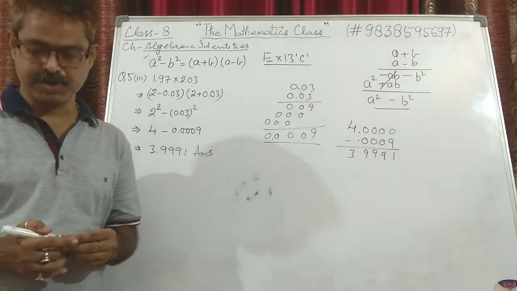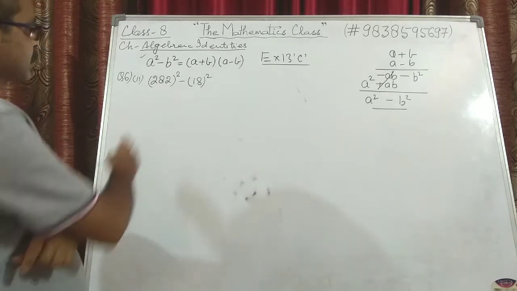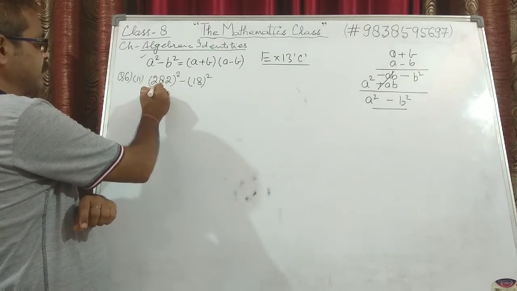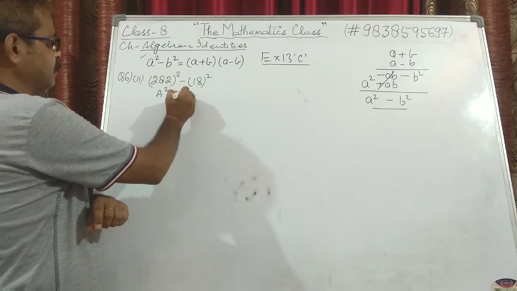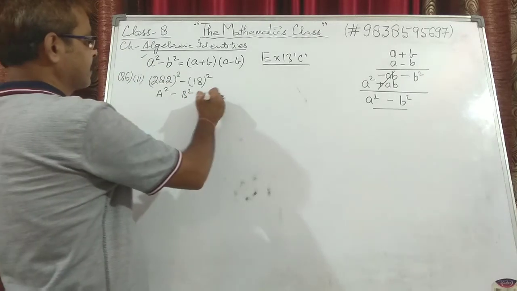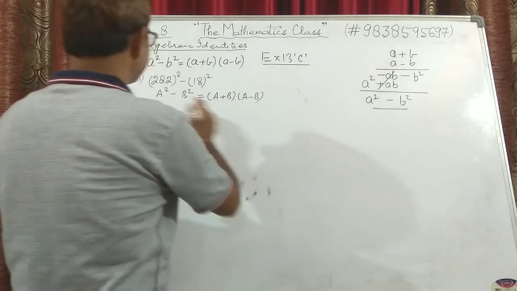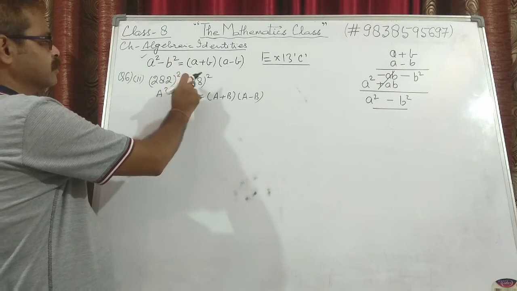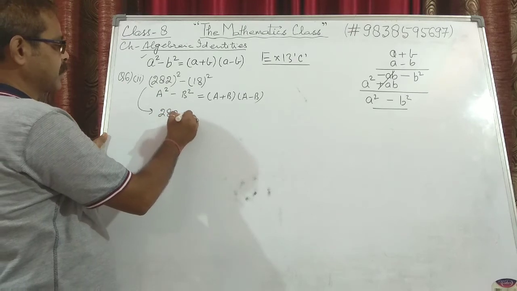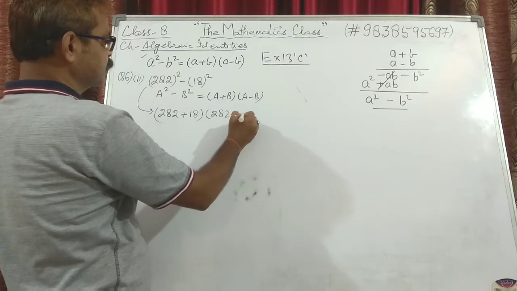Now we move on to the next question. We have taken question number 6, second part. The first part you will do on your own. The question is 282 square minus 18 square, which is given in the form of a square minus b square. We know that a square minus b square can be written as a plus b into a minus b.